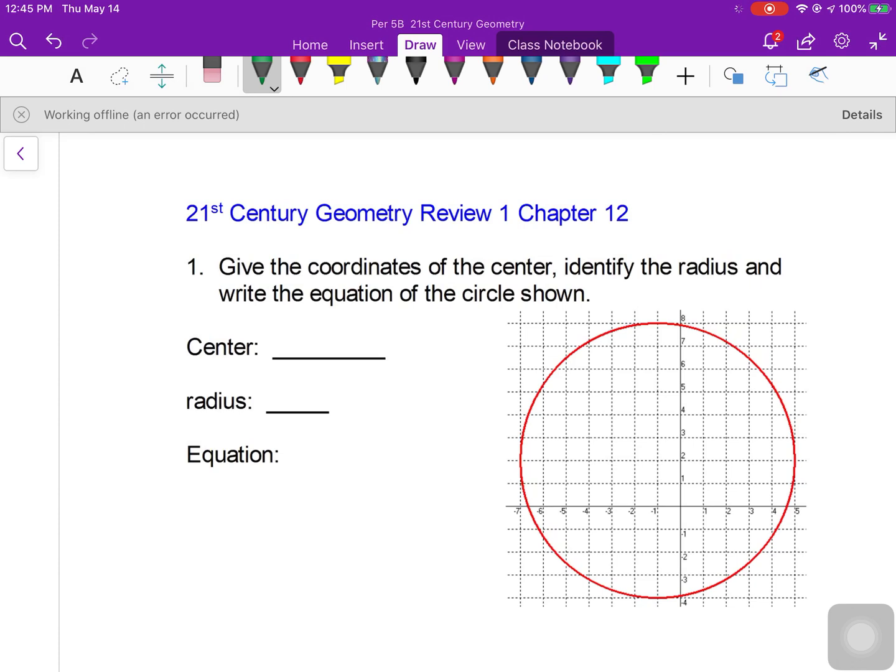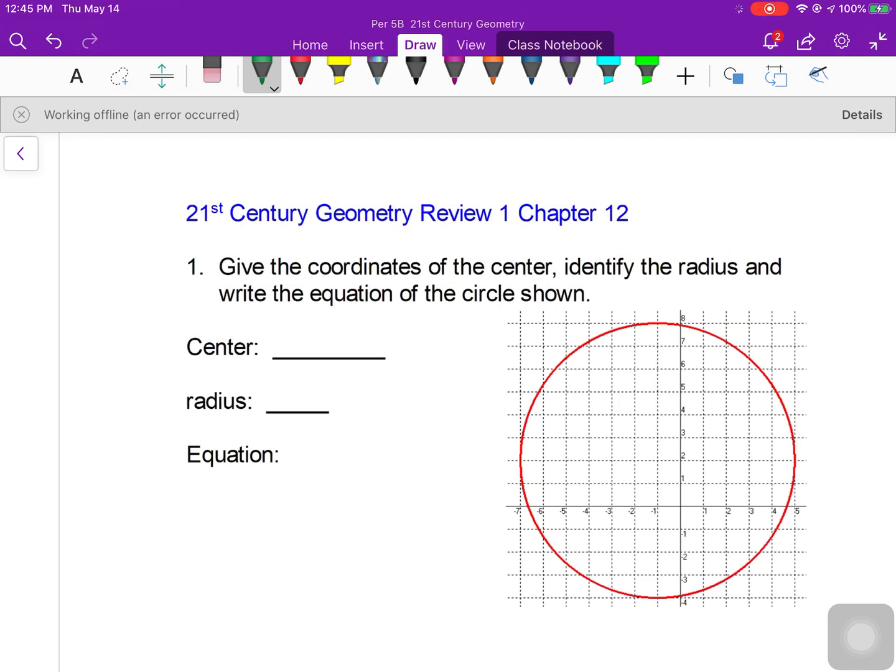Well, here we are at the last video lesson of the year in 21st century geometry. And this, of course, is the review for the Chapter 12 test. The Chapter 12 test will be on May 22nd, and that should be the last grade in geometry for the year for you. So we're going to review the chapter in reverse order. We're going to start with the latest material and work back towards the beginning.